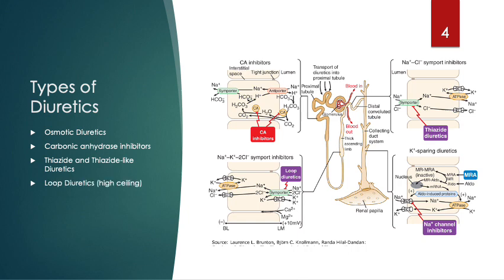Then we have the loop diuretics, which function on the loop of Henle, specifically on the ascending loop of Henle. That's where they have most of their activity. They also have activities in other portions of the nephron, but we'll focus on their activity on the loop of Henle. And finally, we have the potassium-sparing diuretics. In this group, we have included the aldosterone receptor inhibitors. All right, so let's take a look at some of these diuretics and get a better understanding of their mechanism of action and their structure.